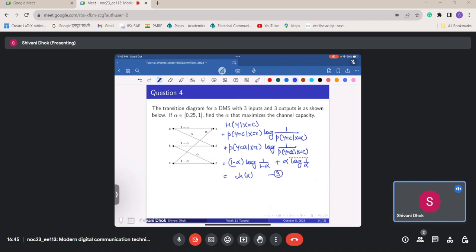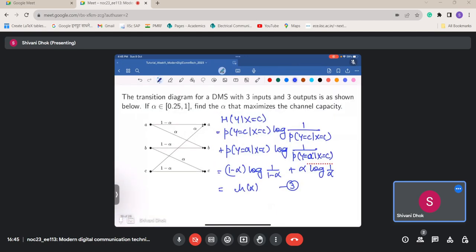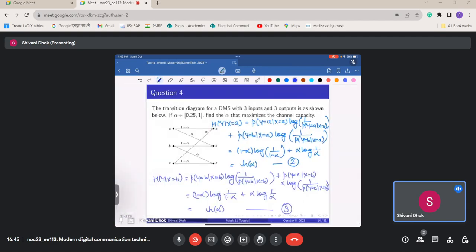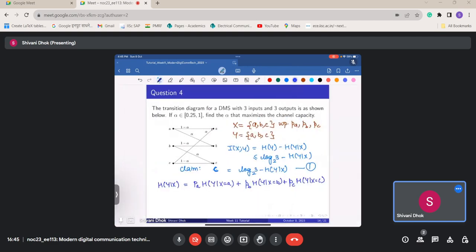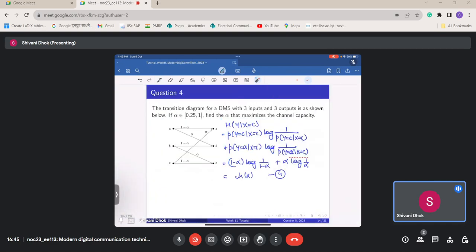So if we substitute these equations 2, 3 and 4 in this equation of h of x given y, then what we have is h of x given y is equal to PA into h of alpha plus PB into h of alpha plus PC into h of alpha.